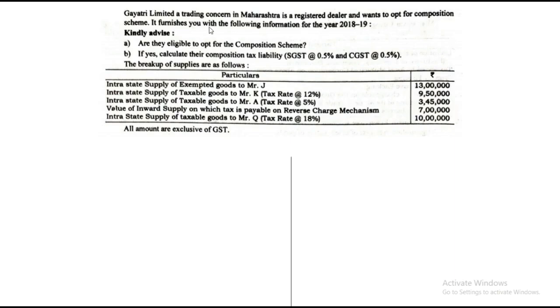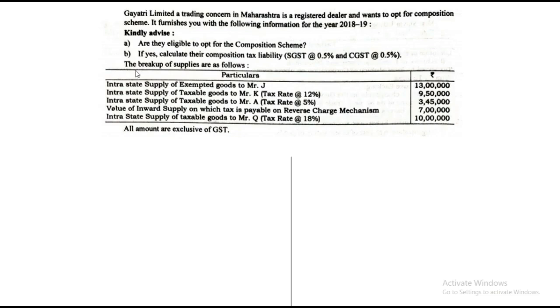It furnishes you with the following information for the year 18-19. Kindly advise, are they eligible to opt for the composition scheme? So number one, they are asking us whether they are eligible. Secondly, if yes, calculate the composition tax liability, that is SGST 0.5% and CGST 0.5%. If you look carefully, it is a trading concern. So the rule for traders is always 1%. They have already split it and given us 0.5% for CGST and 0.5% for SGST.